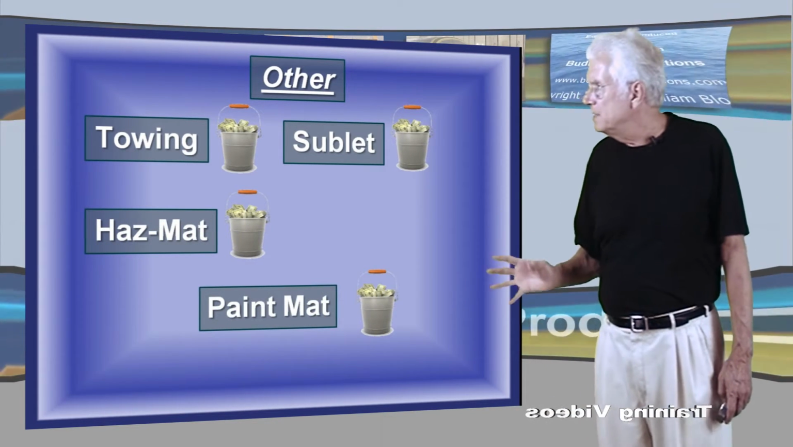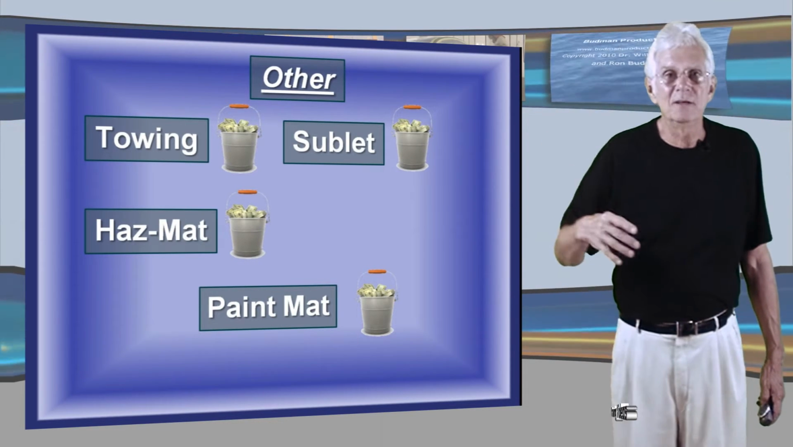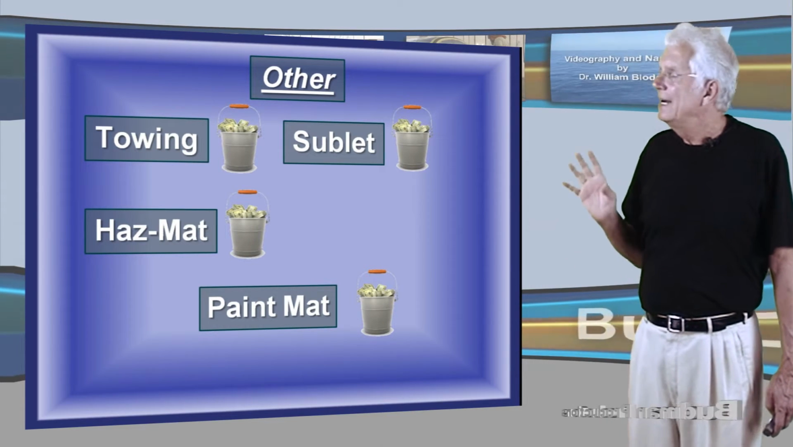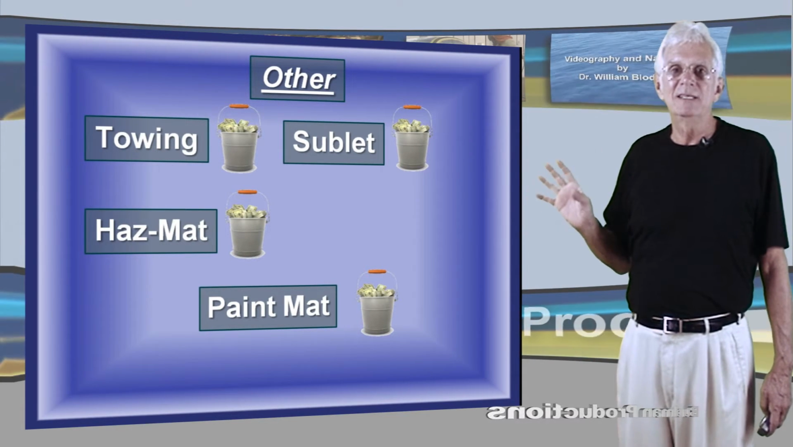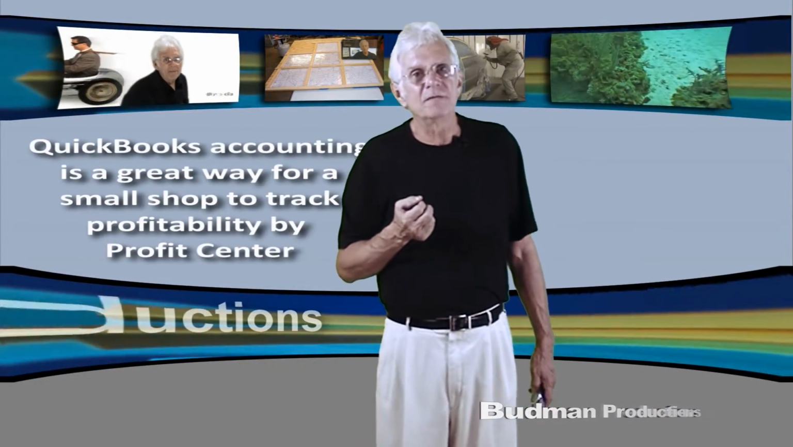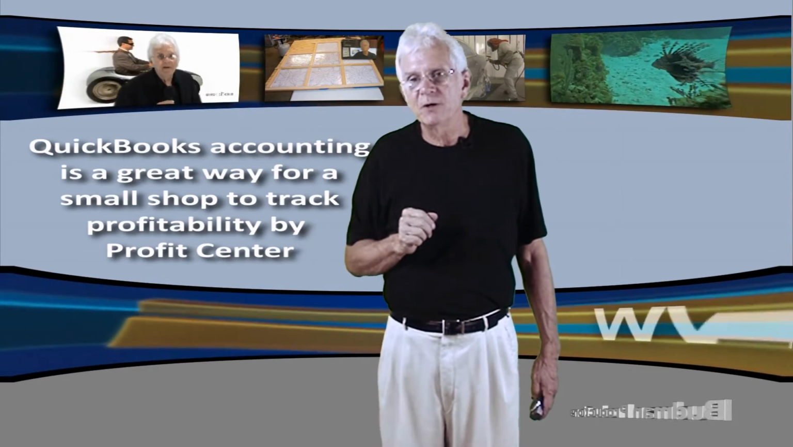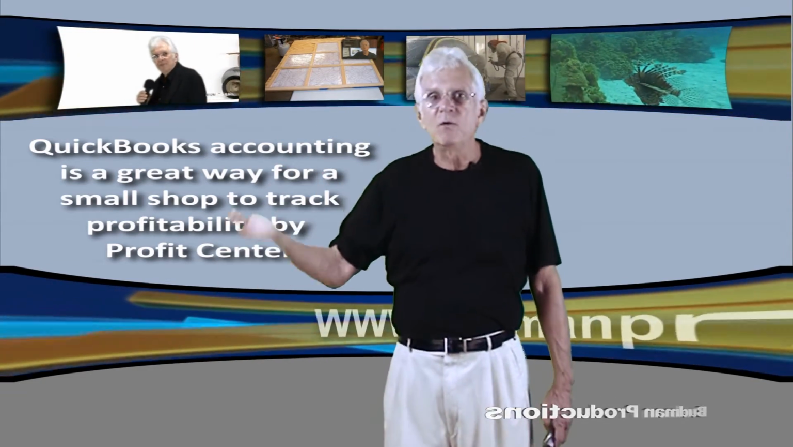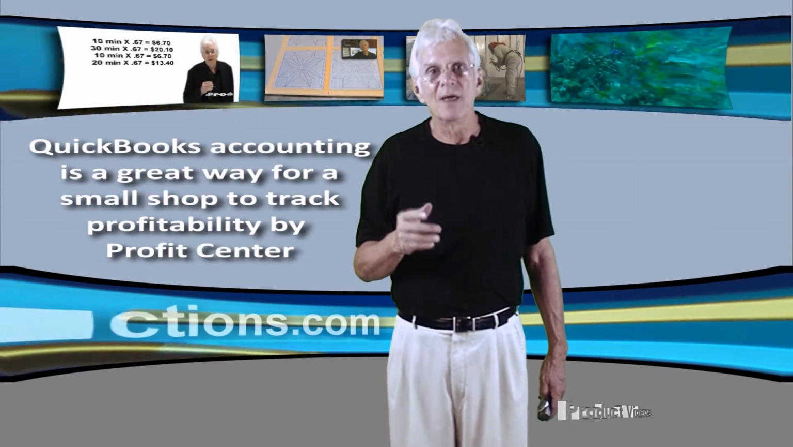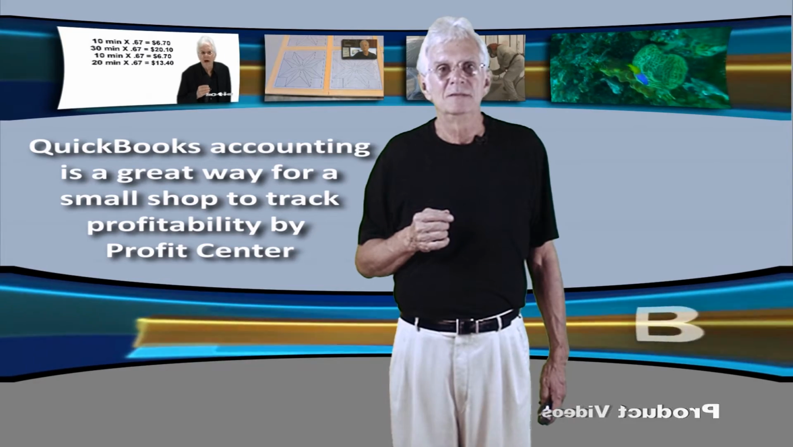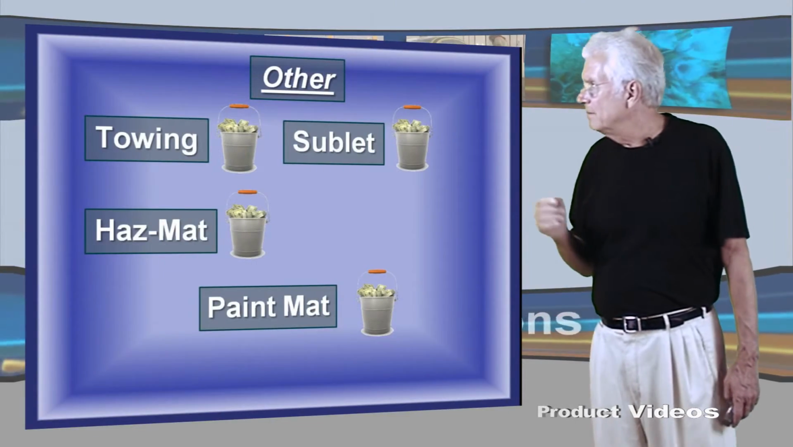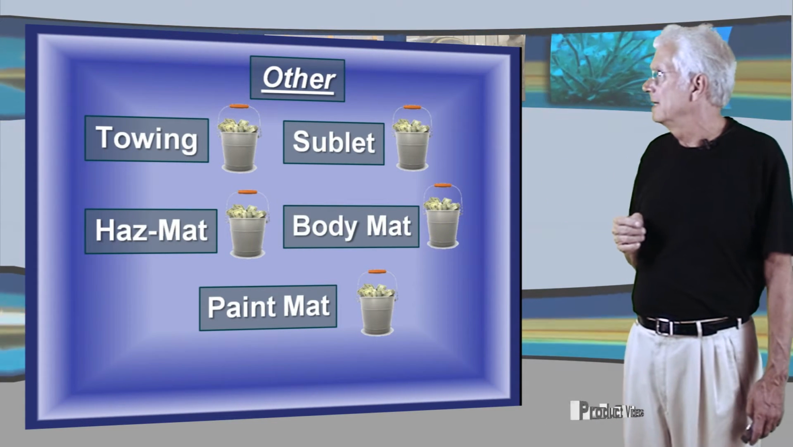Now, of these, I would probably lump everything into one category if I was a small shop or a medium shop. However, I do believe that you should keep a separate accounting of your paint material. Take all of your paint sales off of that estimate, dump them into a paint material account, and as you get invoices from your jobber, you can post them against that paint material account as a cost, and you'll know whether you're making a profit on paint material or not. And of course, we have body material as the last thing.